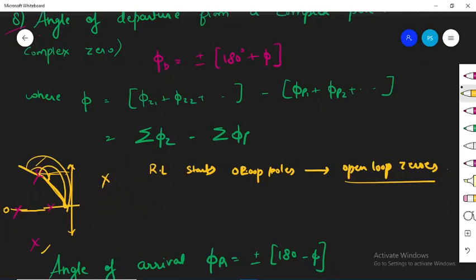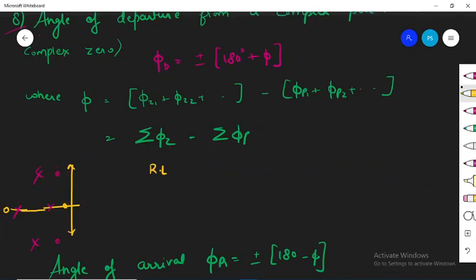So if you want to find it, then we have this formula, that is phi d. Phi d is given as equal to plus minus 180 degree plus phi, where phi is the summation of angles of zeros minus summation of angles of poles, like phi z1, phi z2 and so on.